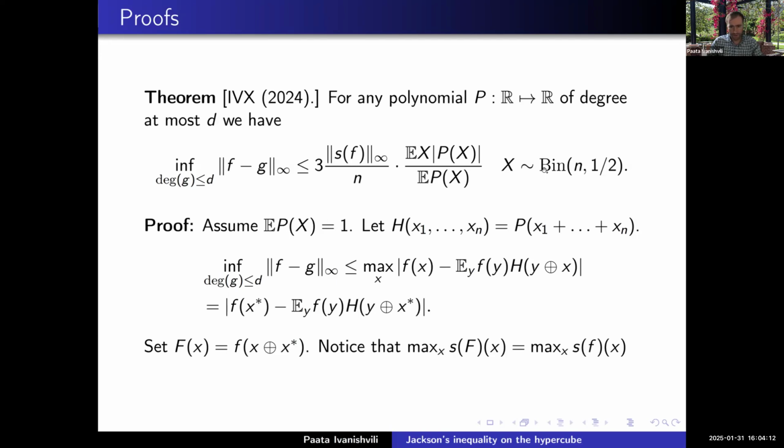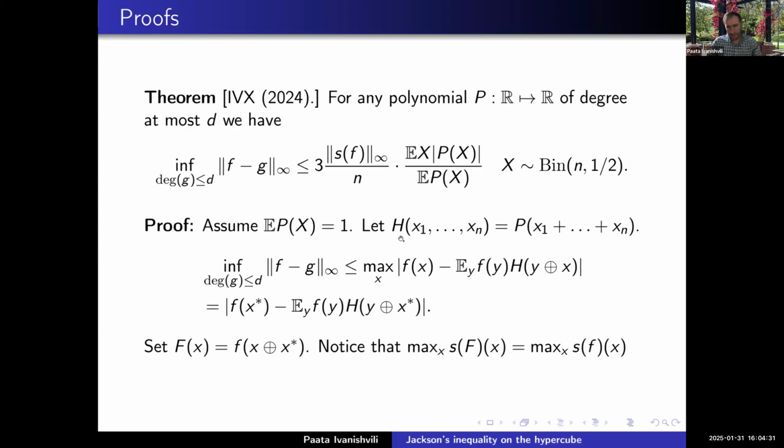Let me show you this bound. How do you get it? And then again, there is this question of whether one can bound this ratio. So assume, let's pick a polynomial. And without loss of generality, we can assume that the expectation of p(x) is 1.